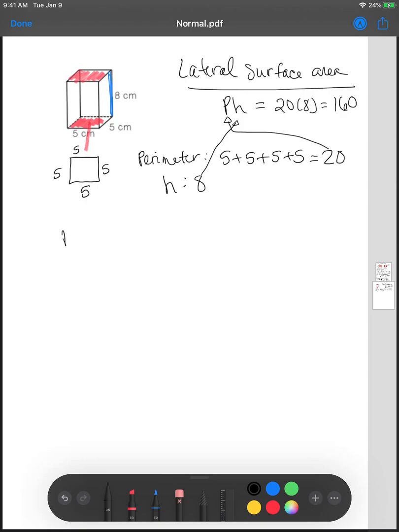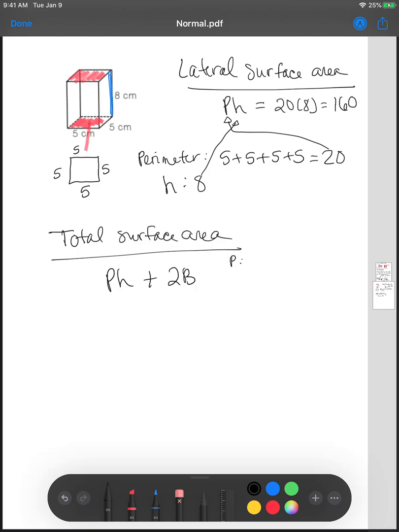Now let's do total. Total surface area. And our formula for that is PH, same as lateral, plus 2 big B. Okay, and our perimeter, like we found up here, we're using the same thing, is 5 plus 5 plus 5 plus 5. Our height is 8, and then we're going to need big B, which is the area of the base.